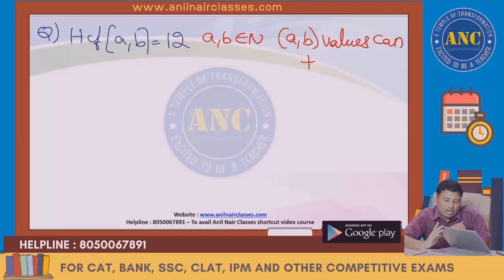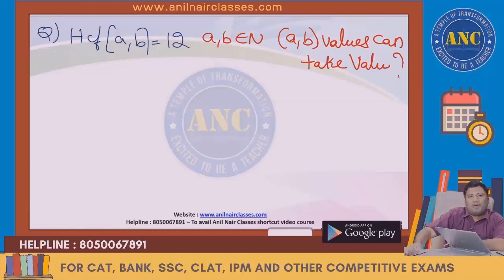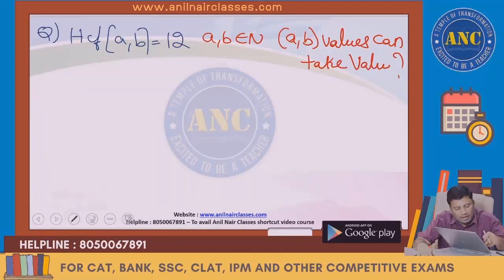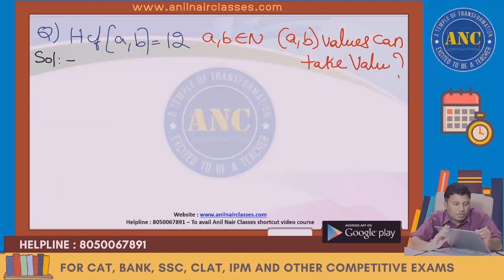You might not have seen this question anywhere else because our books are full of formulas. They don't teach you concepts. They make you memorize it by heart. HCF of A comma B is 12. A and B are natural numbers. How many values can A comma B take? First, see this solution.